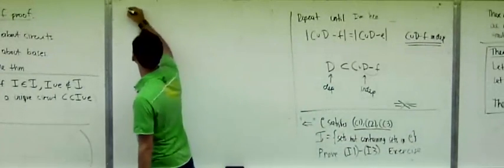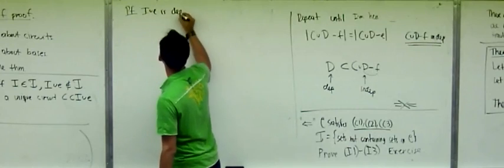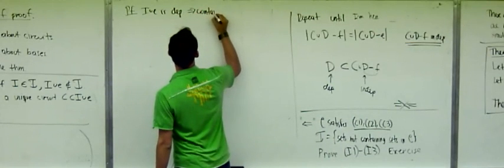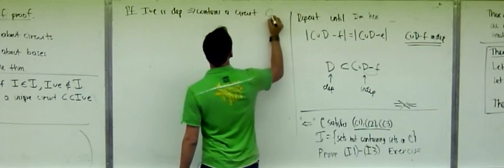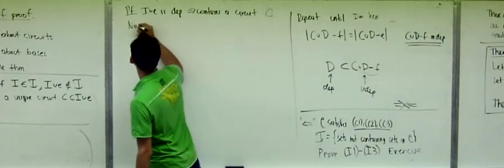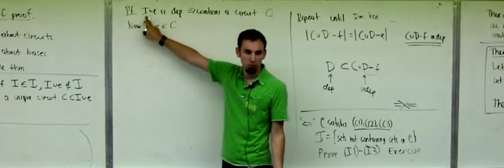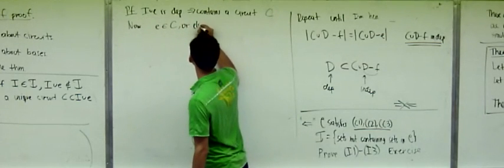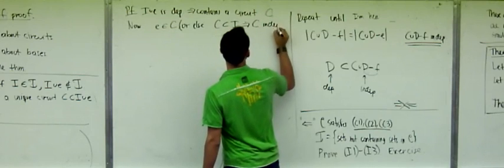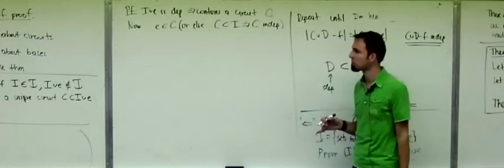Proof. Well, I union E is dependent, and everything dependent contains a circuit. Now, E better be in that circuit, because if it's not, then C would be a subset of I, so it would be independent. So existence is pretty clear, but what I want to show is uniqueness.